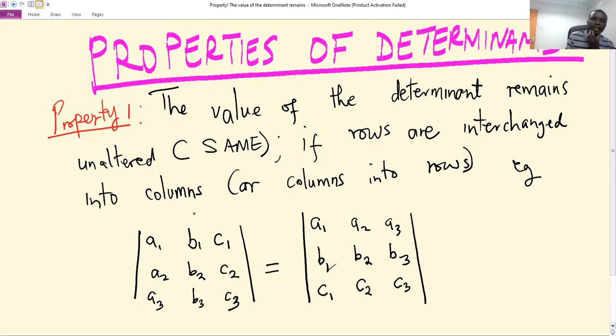If you observe keenly, A1, B1, C1 is the first row, which now becomes the first column. A2, B2, C2 is the second row, which now becomes the second column. A3, B3, C3 is the third row, but here it is now our third column. So it's just to say that the determinant of a matrix A is the same as the determinant of the transpose of the matrix A. So that's the first property.